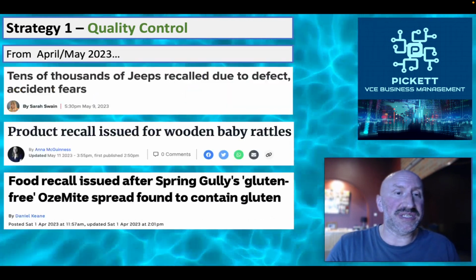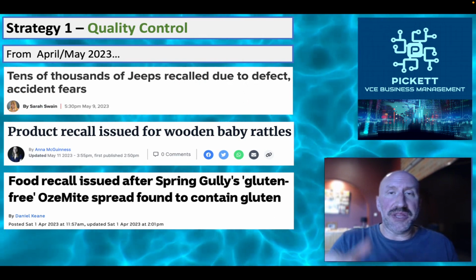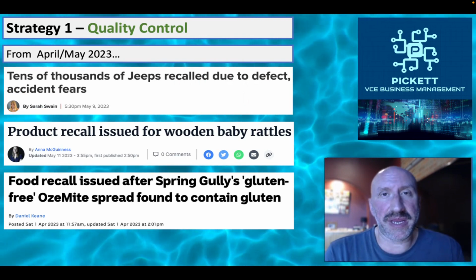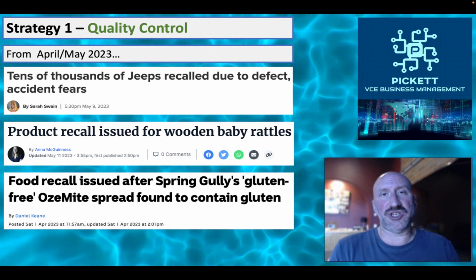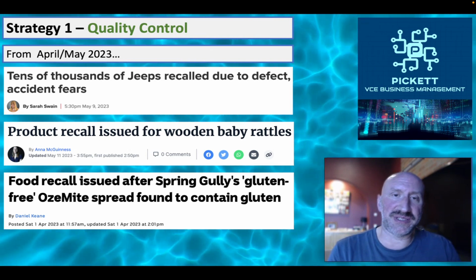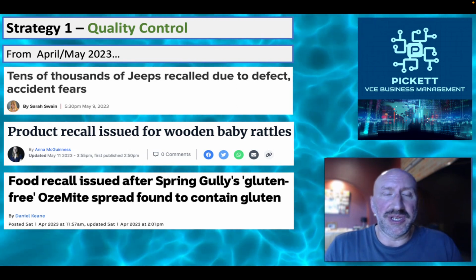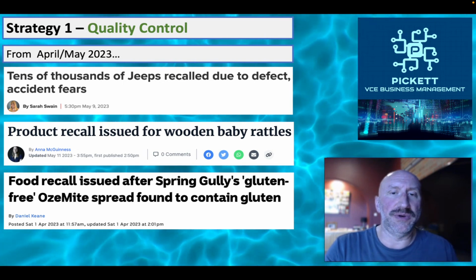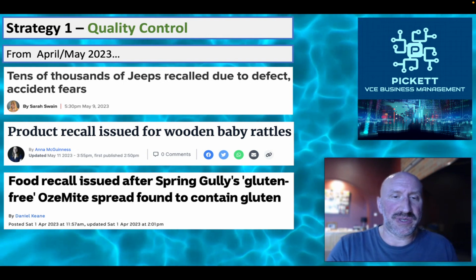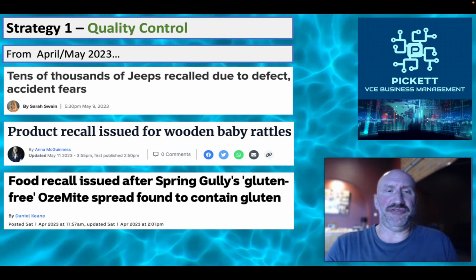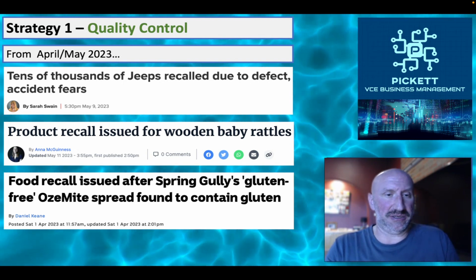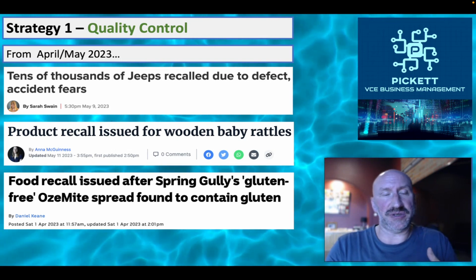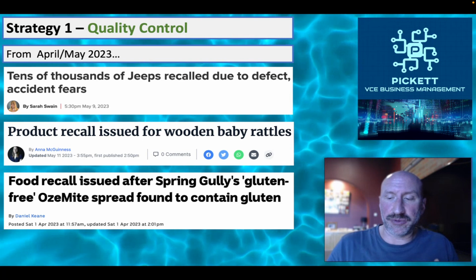That's really not ideal. These are just a few I've actually done. I'm recording this in May of 2023, and these are just a couple that hit the media, hit the press over the last month or so. Jeeps recalled, not sure what the reason was, but that was in the article. Wooden baby rattles, and gluten-free Vegemite spread found to contain gluten. So again, these are some recent examples.